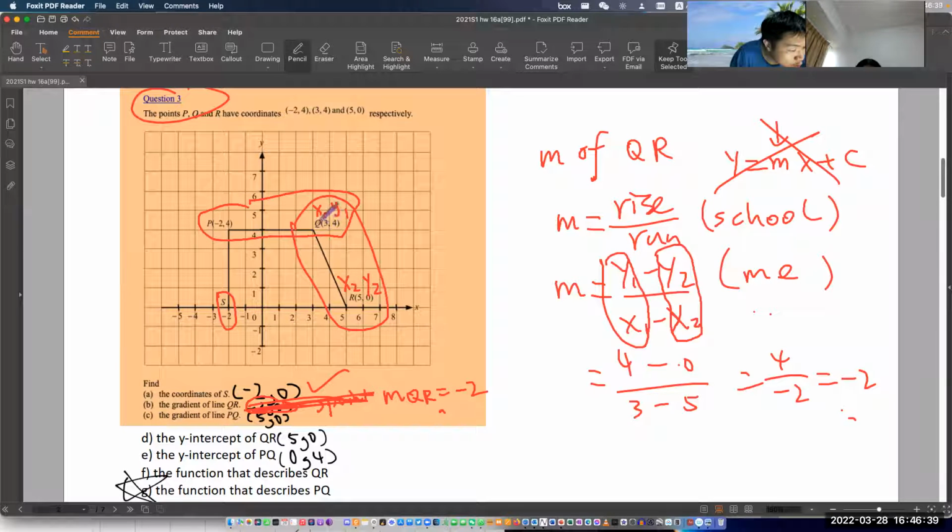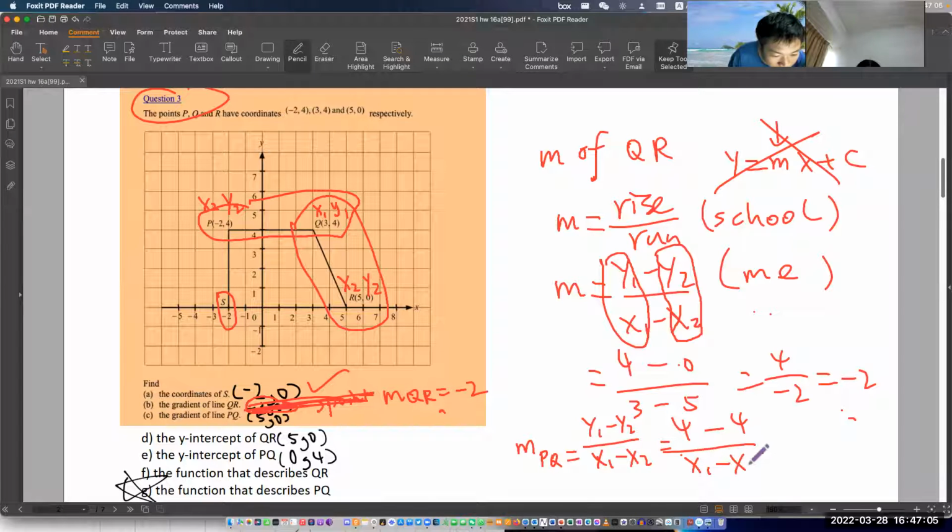So for my Q, I already have the x1, y1. So this is my x2 and y2. I'm going to use the same formula for PQ. So y1 minus y2 and x1 minus x2. Y1 is 4 minus y2 is 4. Oh, in fact, I don't have to care about what x1 and x2 are. You know why? Because 4 minus 4 is what? 0. 0 minus anything is 0. So I know that the gradient is 0 for PQ.